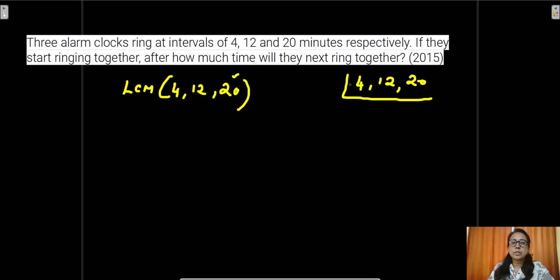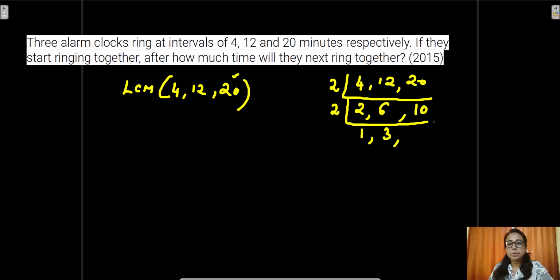So here the common factor you can take as 2. All are divisible by 2, right? All are even numbers. So 2 goes into 4 2 times, 2 goes into 12 6 times, and 2 goes into 20 10 times, right? Again you see 2, 6 and 10. Common factor is 2 because all are divisible by 2. Then 2 goes into 2 1 time, 2 goes into 6 3 times, and 2 goes into 10 5 times. Am I right? 5 times.